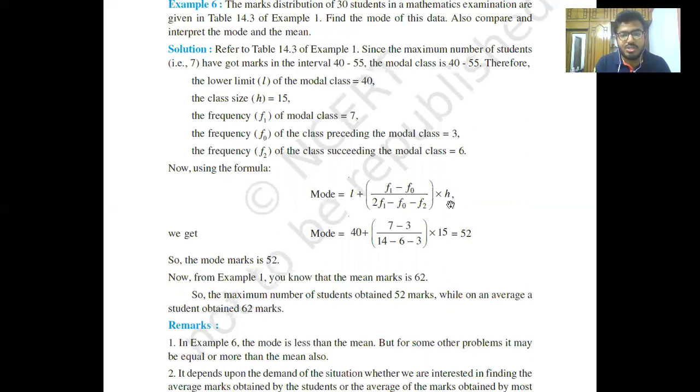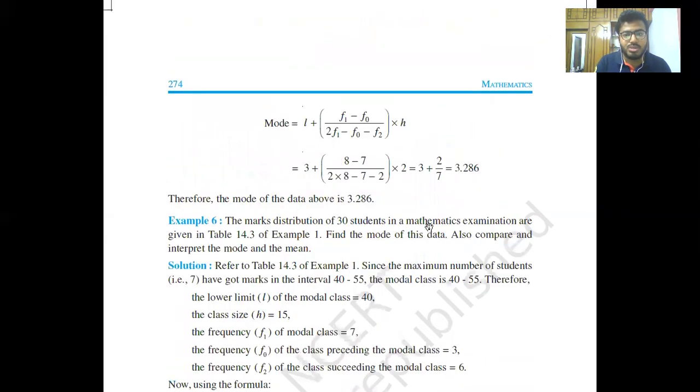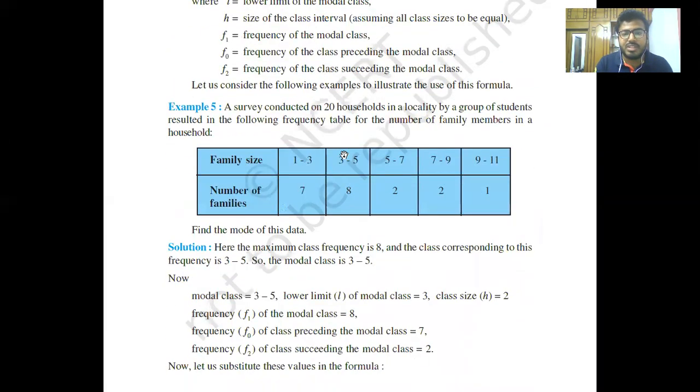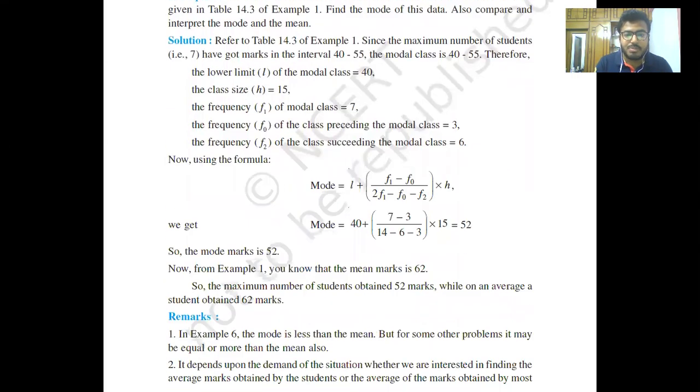And remember, whatever mode you get, like 3.286, will lie between the modal class itself, between 3 and 5. In the same way, in the first example, our limit was from 40 to 55, and 52 lies between 40 and 55. So whichever mode answer you get will be within the modal class. That is also a trick to check whether your answer is right or wrong.